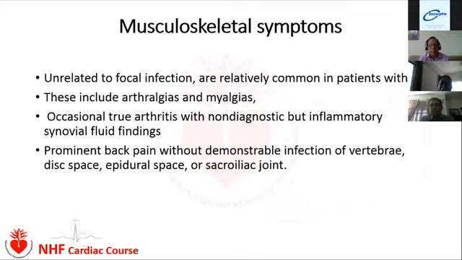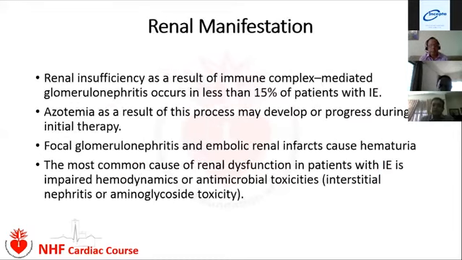Now, the generalized symptoms that we face include musculoskeletal symptoms. There can be arthralgia, myalgia, and back pain. Occasionally, there is true arthritis, with non-diagnostic but inflammatory synovial fluid. The renal manifestations we have already discussed are due to renal insufficiency as a result of immune complex deposition. It may be due to azotemia as a result of progression during initial therapy. Focal or segmental glomerulonephritis or diffuse glomerulonephritis can occur.